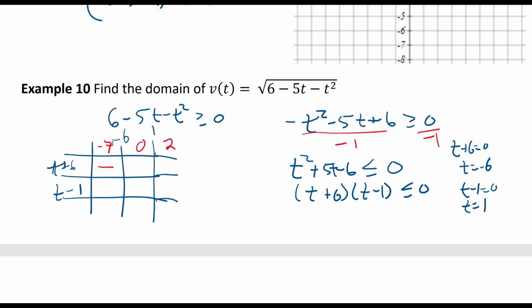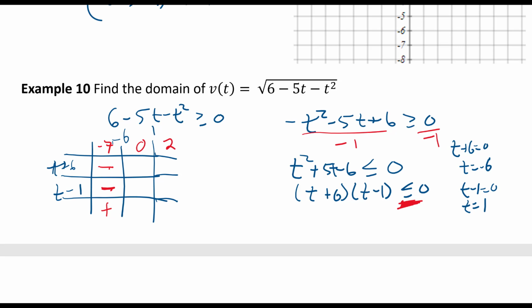Negative 7 minus 1. Oh, we're looking for it to be less than or equal to 0. Okay. Negative 7 minus 1 is negative 8, so that's negative. So a negative times a negative is a positive. So we're looking for it to be less than 0, so that's not going to be it.